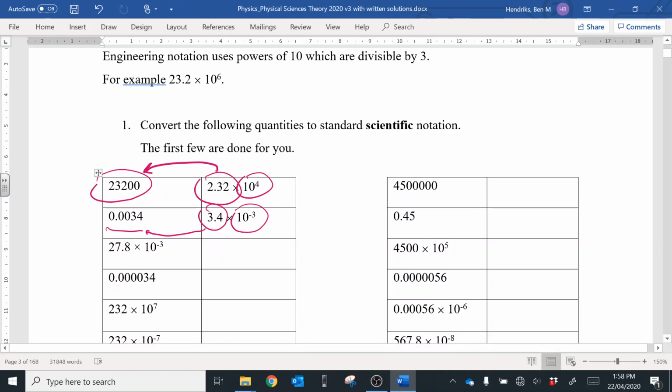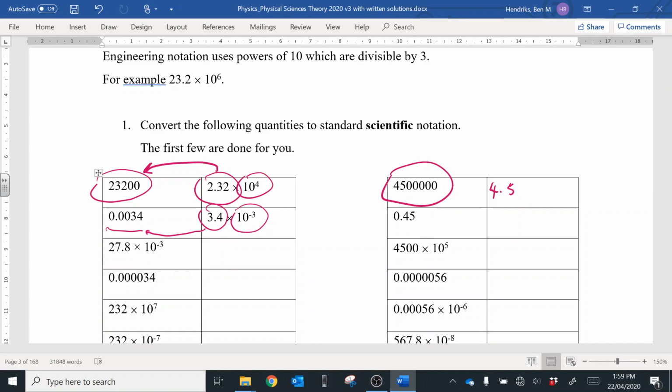If this is the first time you're seeing negative indices, it's like saying divided by that many tens. Now if we look at this example here, we've got 4,500,000. The first thing we want to do is write 4.5, and then work out what the indice is. If you count the number of digits after our decimal place, which we put after the 4, it's 1, 2, 3, 4, 5, 6. So it's 4.5 times 10 to the 6. When we look at prefixes, you'll start to know that times 10 to the 6 is equal to a million, so this is like saying 4.5 million.